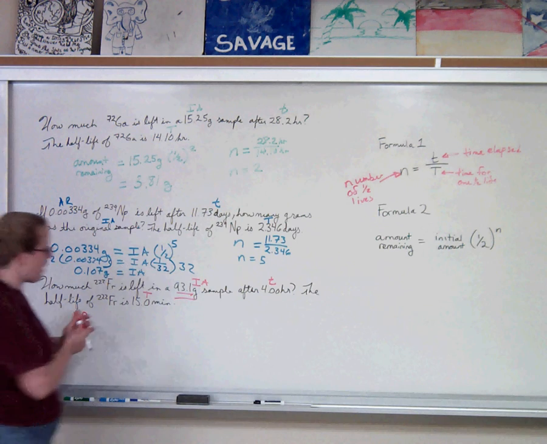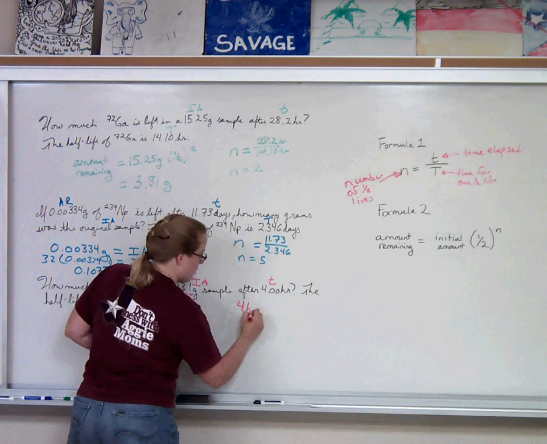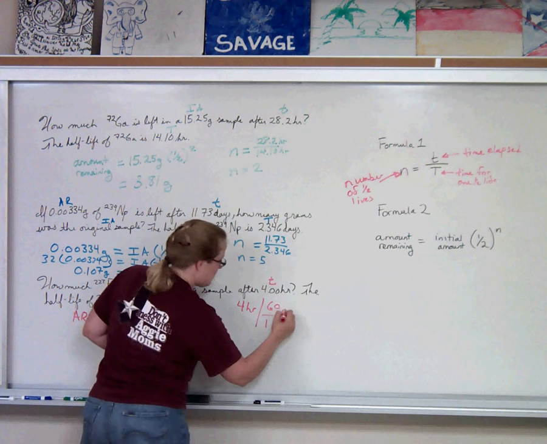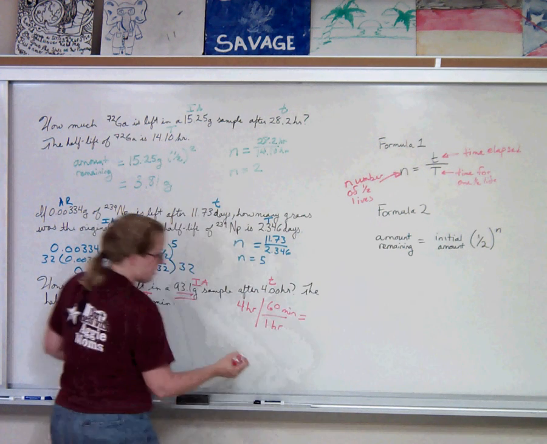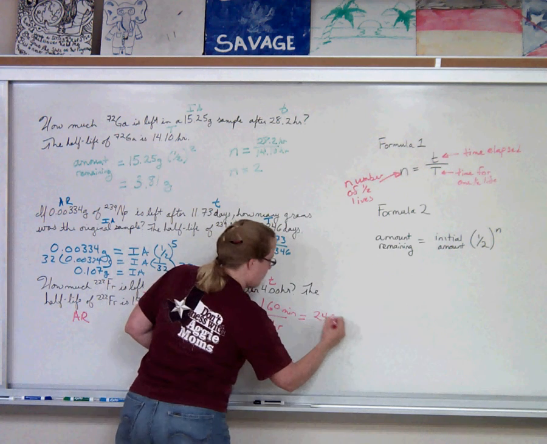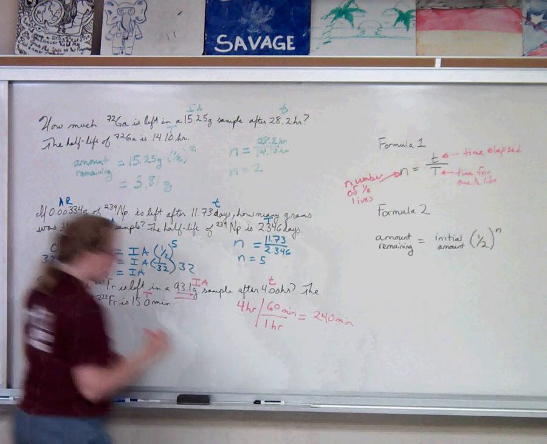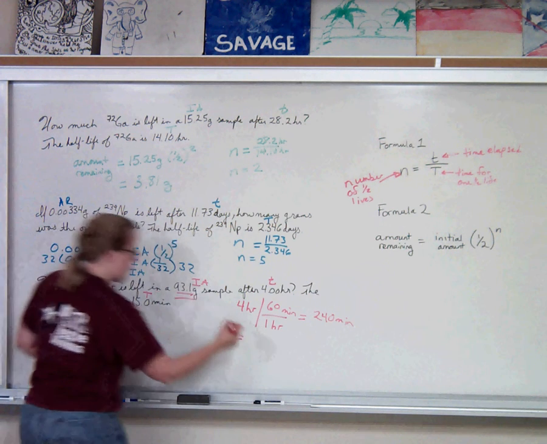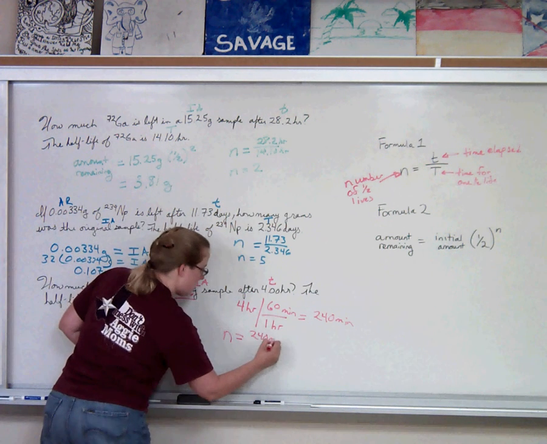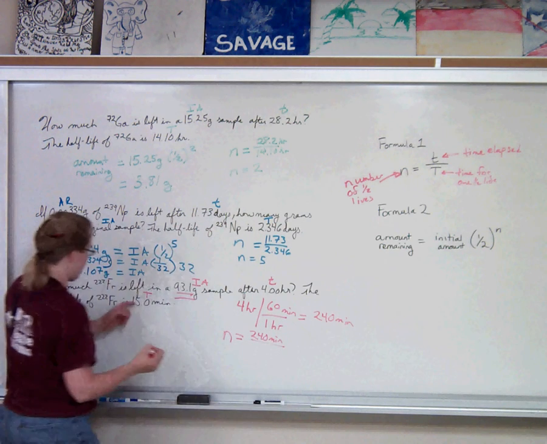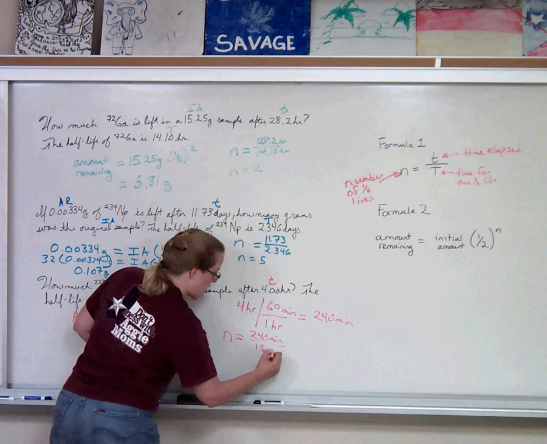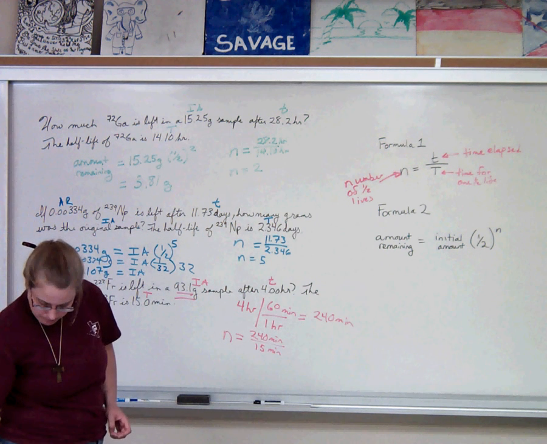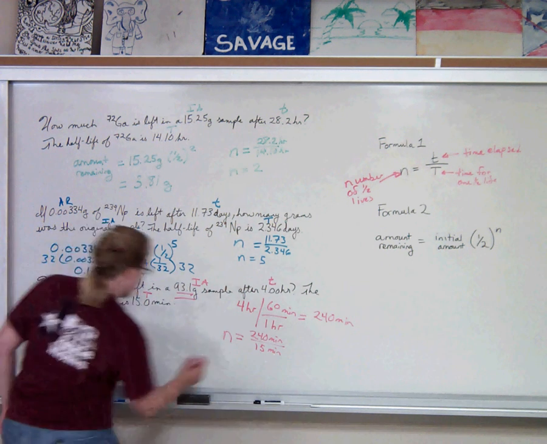So 4 hours. Here's a little doohickey. 1 hour, 60 minutes. 4 times 60, 240 minutes. Okay? So then we can put that in for our n. So after 240 minutes, if a half-life is 15 minutes, so 240 divided by 15 is 16, so n equals 16.